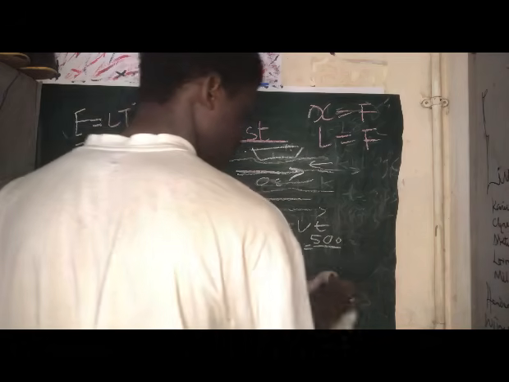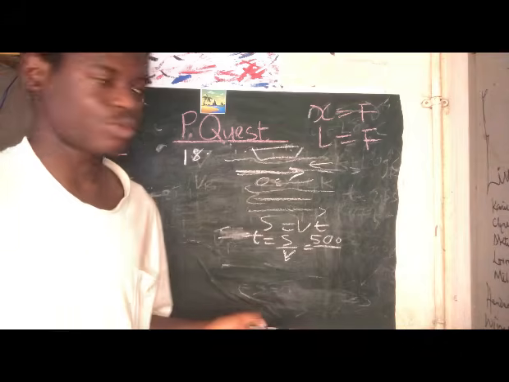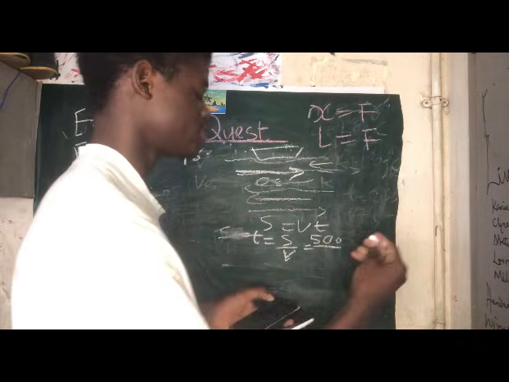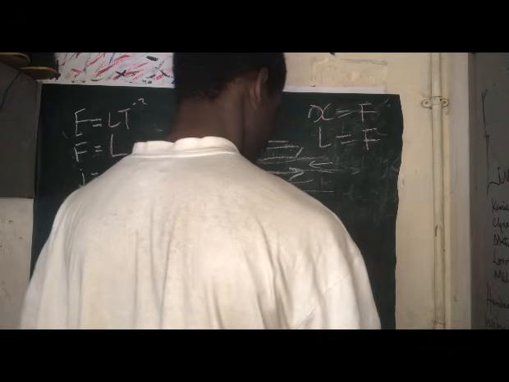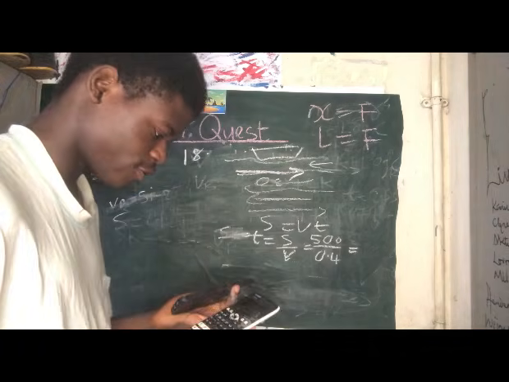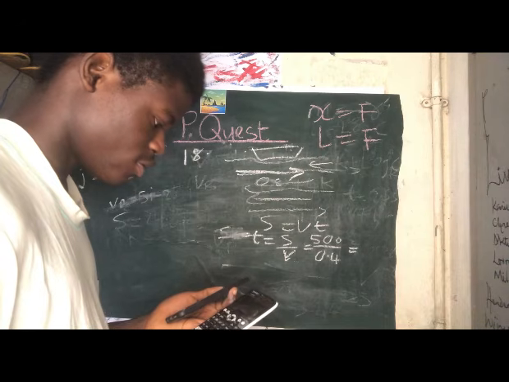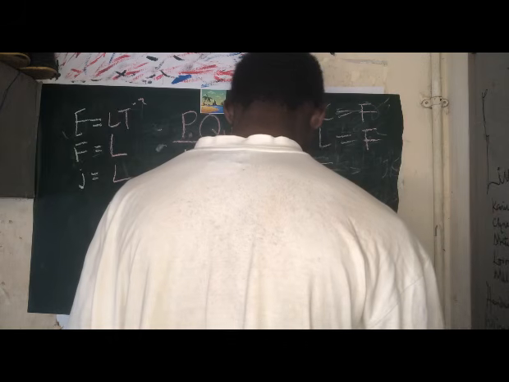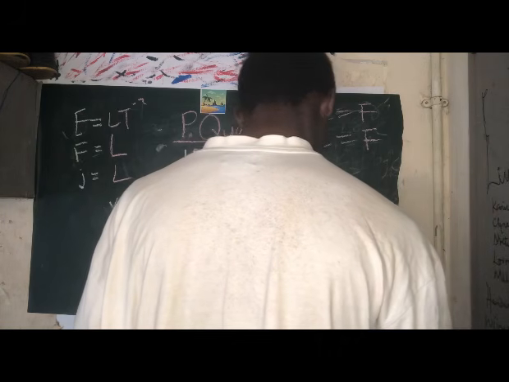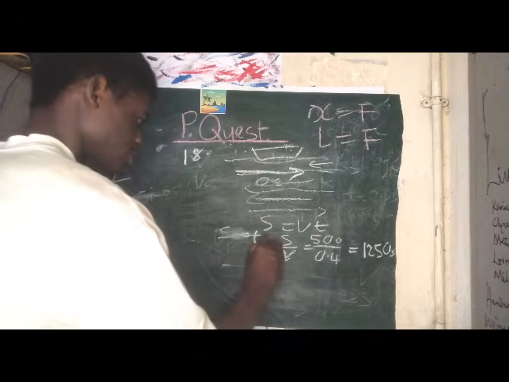So upstream is moving against the river, so you subtract. That will be 0.8 minus 0.4, and that will be 0.4. So 500 divided by 0.4 will be 1,250 seconds. That's time 1.